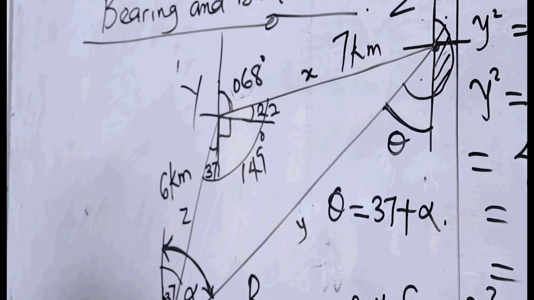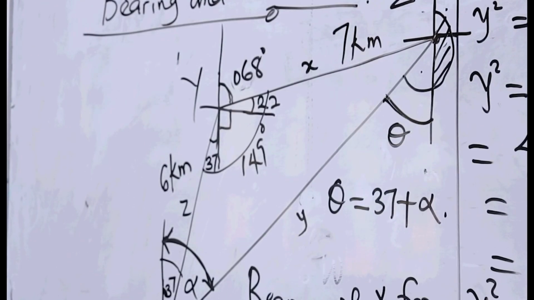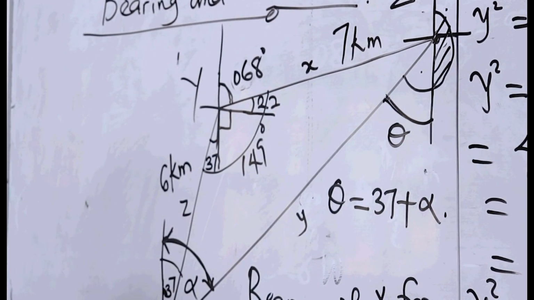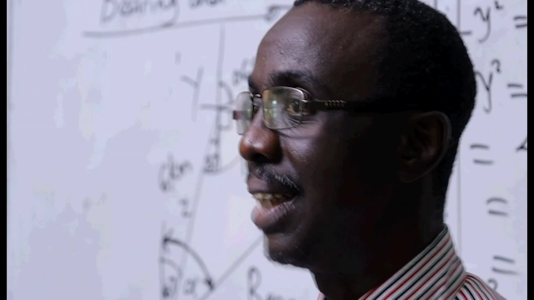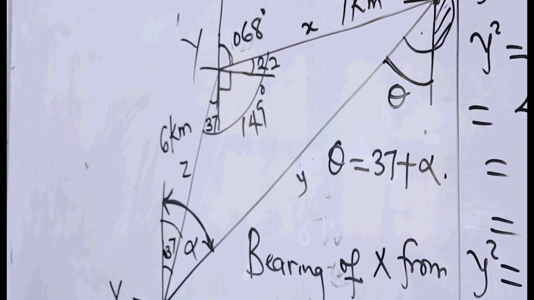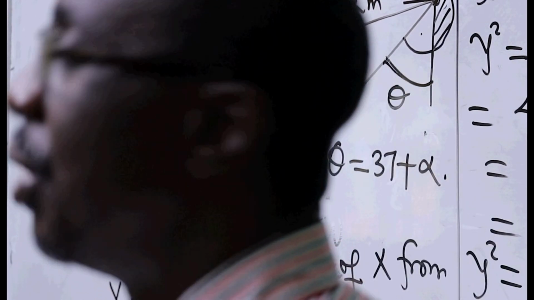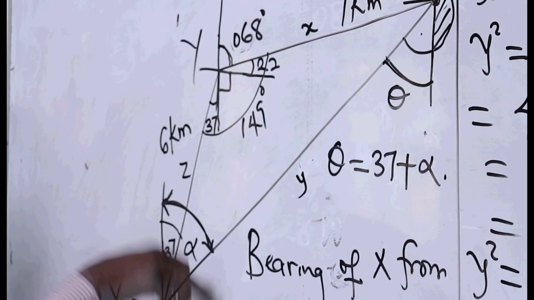The bearing of Z from X. Is it Z from X? Yes, sir. Is the bearing of Z from X. We have to go to X now. Do you have to go to Z? No. If you want to get a bottle of Coke from the fridge, where do you go to? The fridge. The bearing of what? Z. The bearing of Z from where? X. Where are we going to? X. Come on, X. So, this is where you are going to.